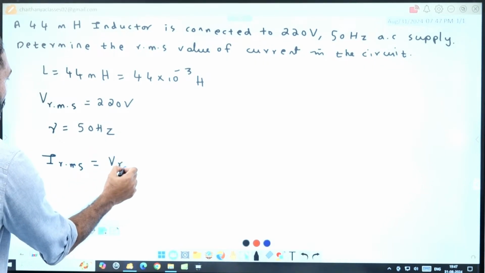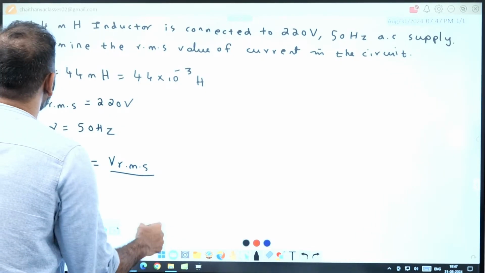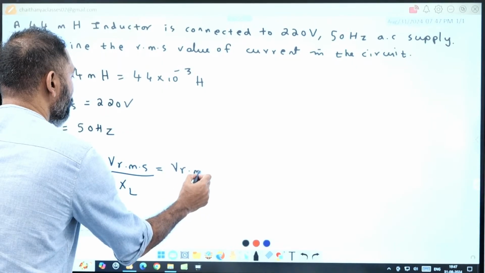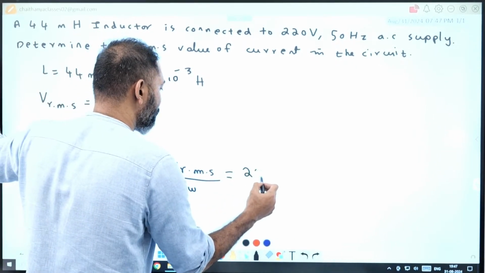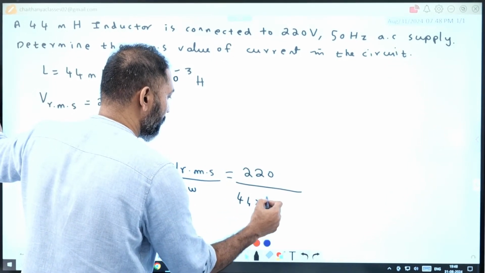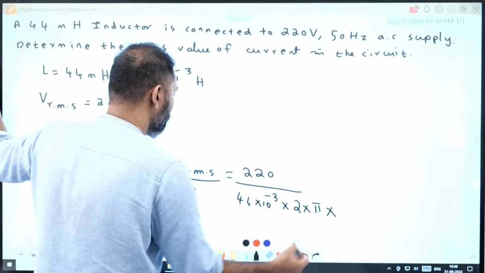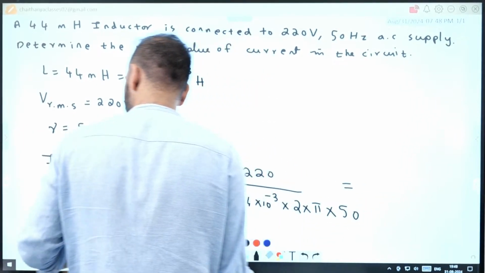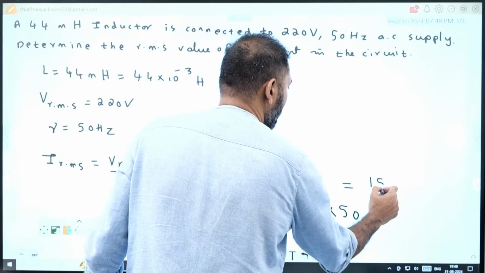IRMS is VRMS by the non-resistive opposition of the inductor, called inductive reactance XL. So VRMS by L omega. VRMS is 220. L is 44 into 10 raised to minus 3. Omega is 2 pi nu, so 2 into pi into 50. If you solve this, your answer will be 15.9 ampere.